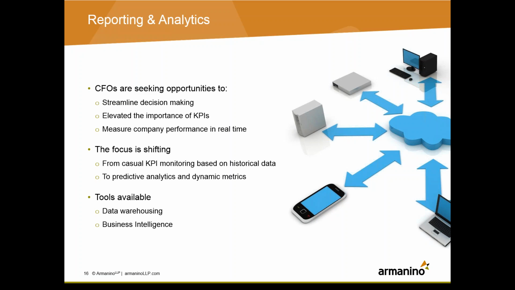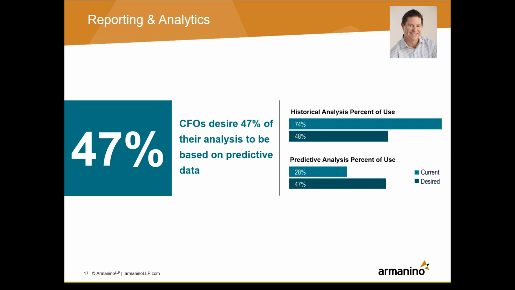So what are CFOs saying about their key priorities around reporting and analytics? Let's take a look here. 47% of their analysis in the future will be based upon predictive data as opposed to historical data. So when surveyed, CFOs say the majority of their analysis today is on historical data. CFOs base 74% of their analysis on historical data, and there's a big desire to decrease the reliance on historical data and to increase the use of predictive data for reporting and analytics. These are interesting trends as CFOs look to impacting their organization in meaningful ways.